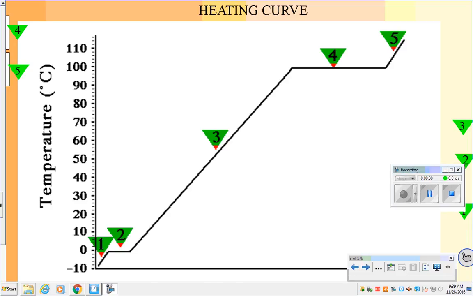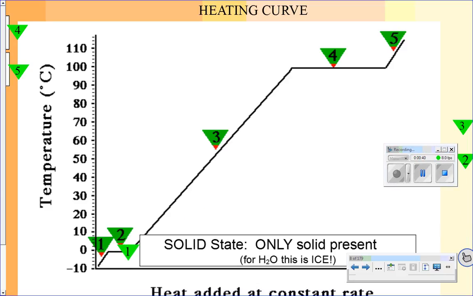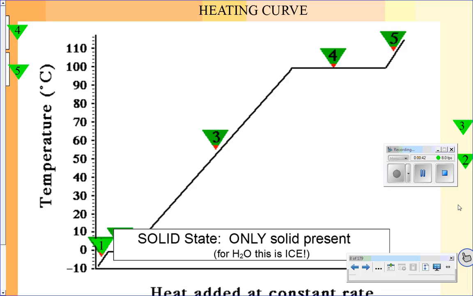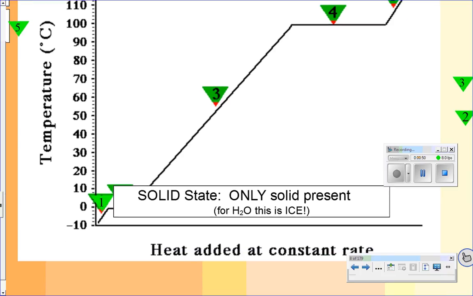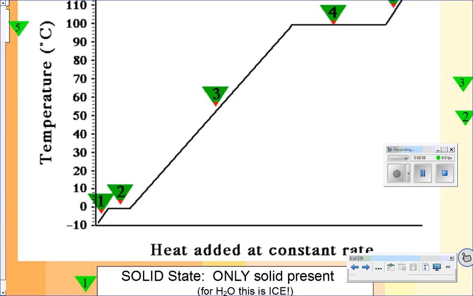So the very first region on our heating and cooling curve, region number 1 right here, is the solid state. And this is where only solid matter is present. So if you imagine that this substance that we're heating at a constant rate is water, anywhere during region 1 on this graph, we would just have solid ice. As you see, it is below 0 degrees, so it makes sense that that would be ice if we were talking about water.